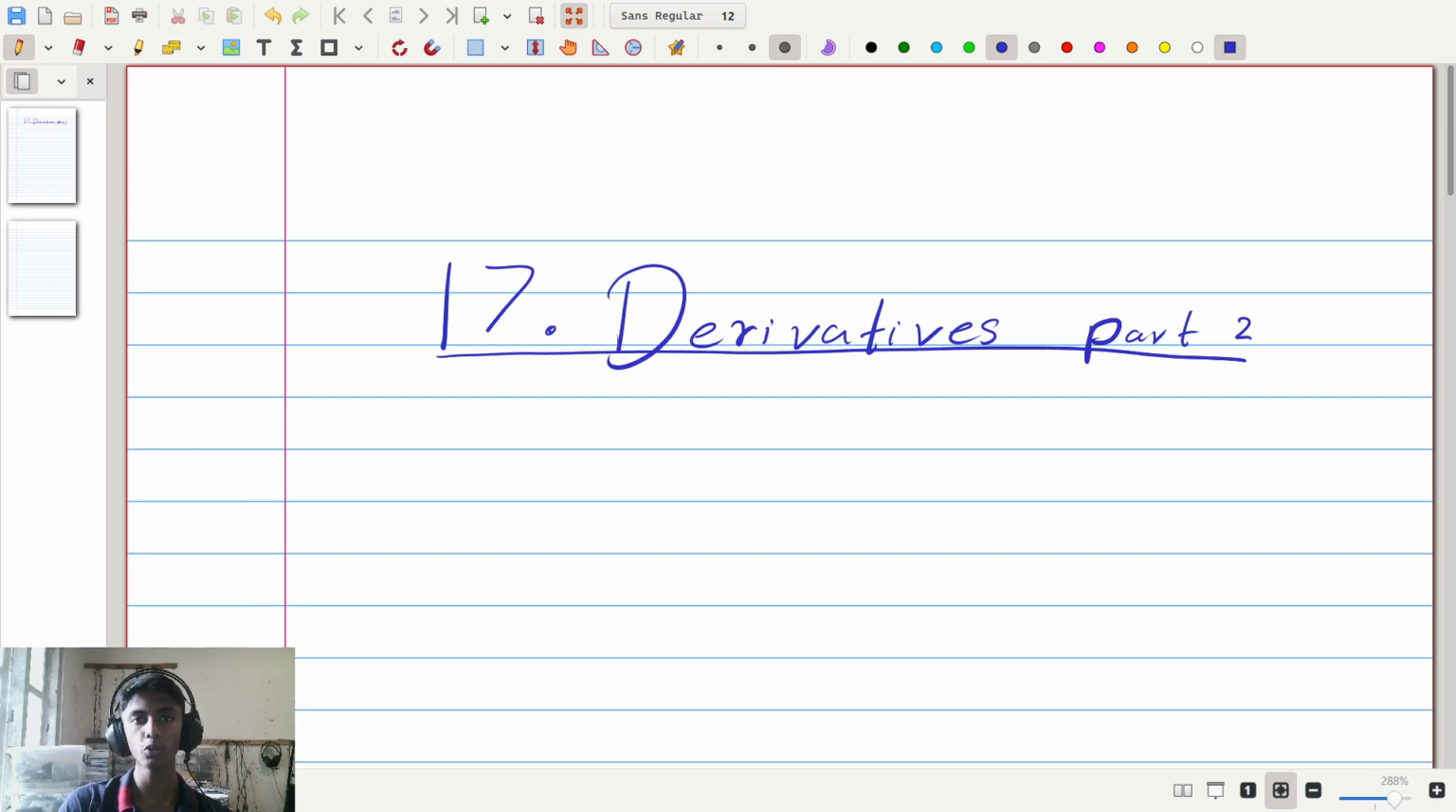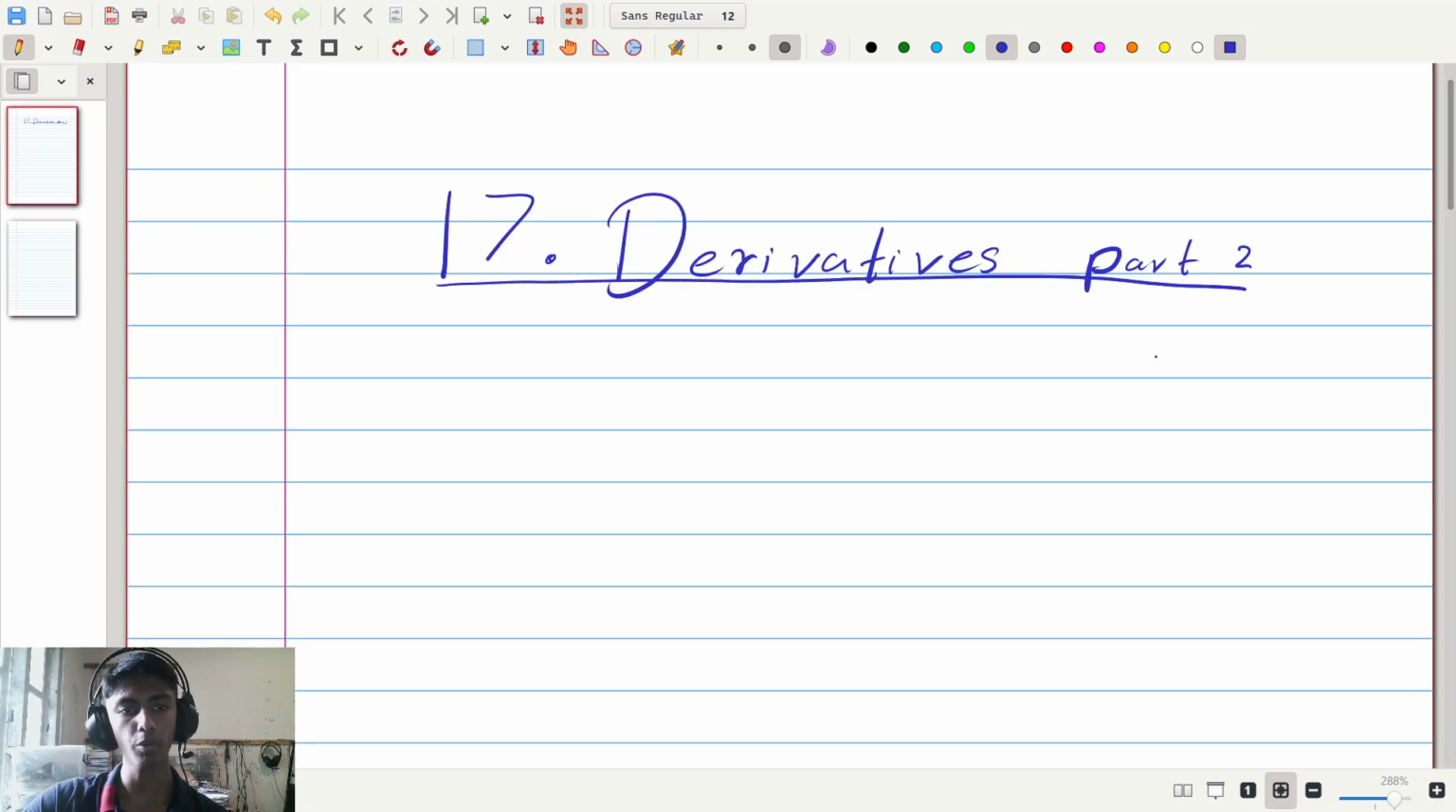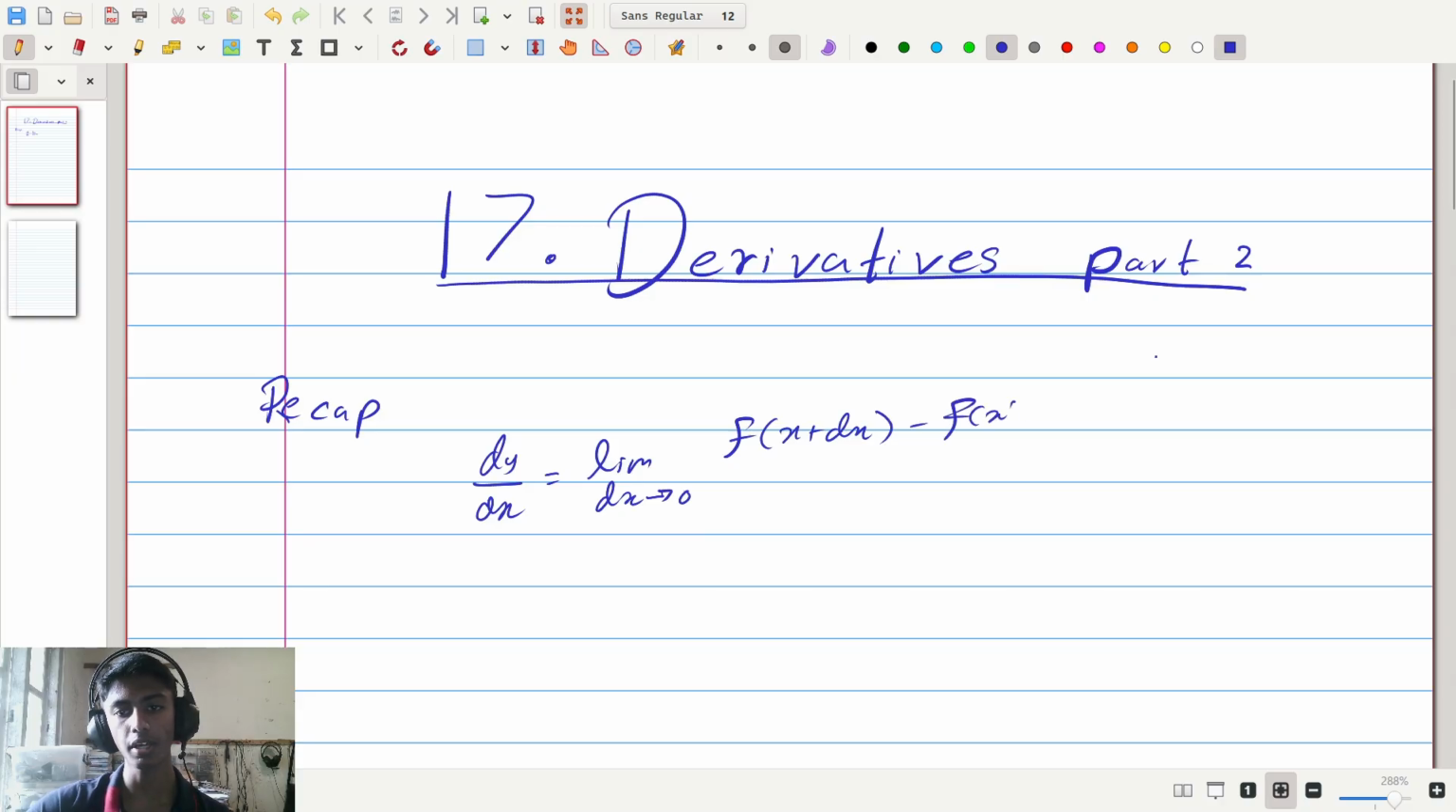So, derivatives part 2. As a recap, let's talk about what we talked about in derivatives part 1. First we discussed the first principle definition of the derivative, saying that dy by dx was the limit of the function as dx approaches 0 of f of x plus dx minus f of x, divided by dx. So dy by dx was the limit as dx approaches 0 of a function evaluated at x plus dx minus the function evaluated at x, divided by dx.